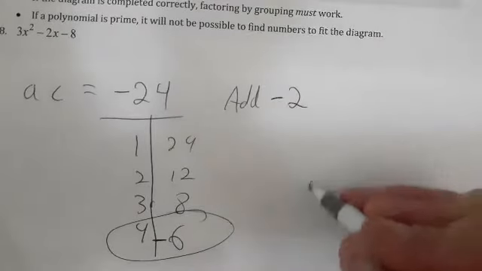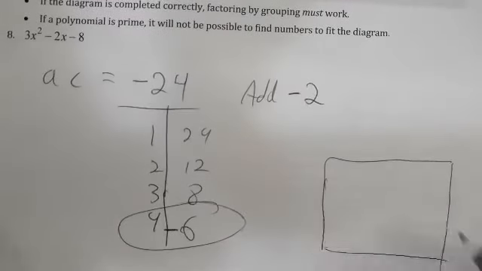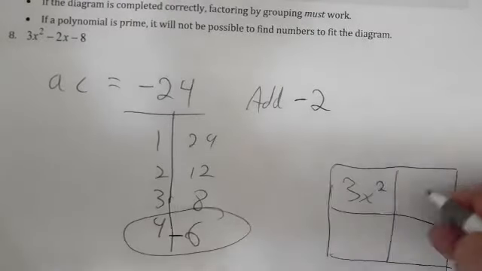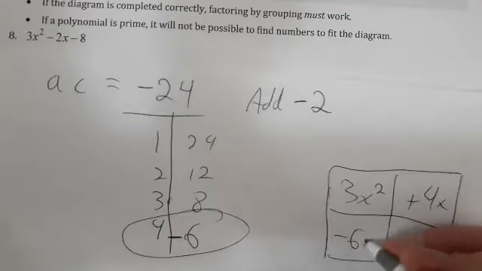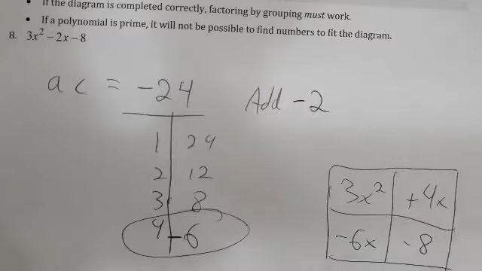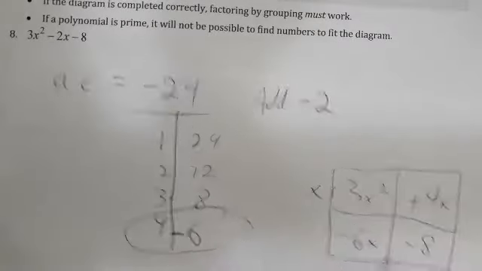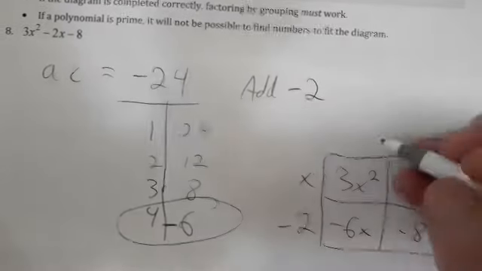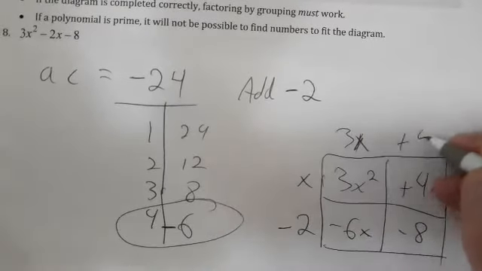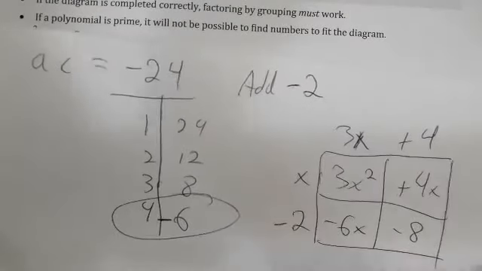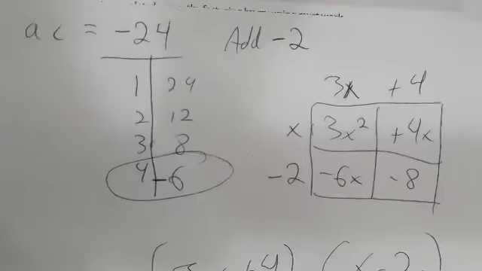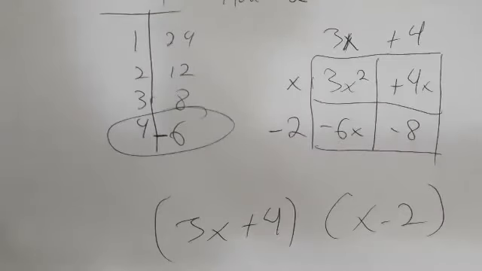We're breaking this thing up, and I'm going to do the box method again. My leading term is 3x squared. I'm going to break it up into a plus 4x minus 6x. And the last thing I'm writing here is a minus 8. I'm looking across here. I'm going to pull out an x. Across here, I can pull out a minus 2. Looking down here, I can pull out a 3x. And here I can pull out a plus 4. So this factors out into 3x plus 4 times x minus 2. So this one, we can find the numbers. We can factor this thing.